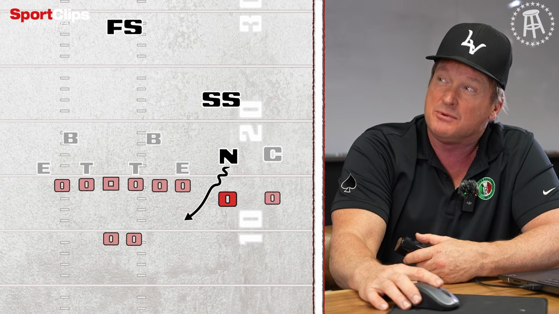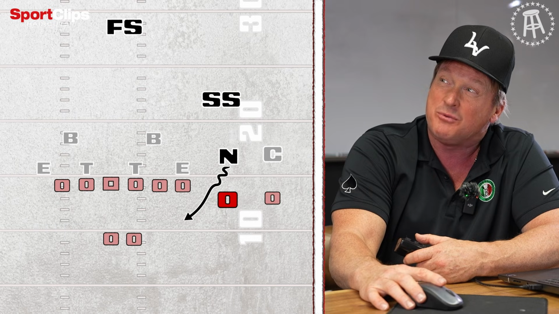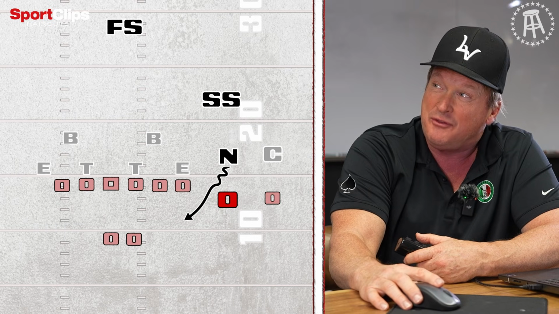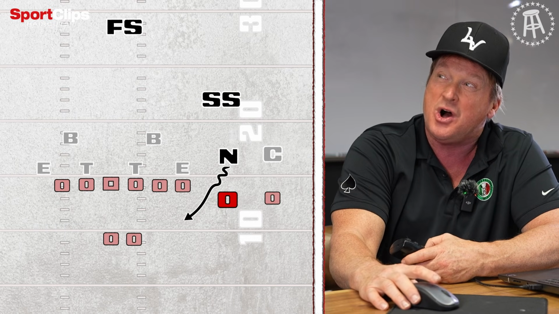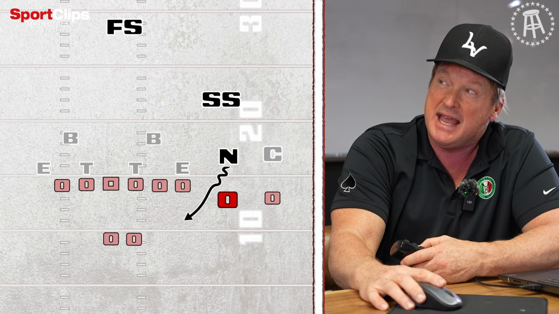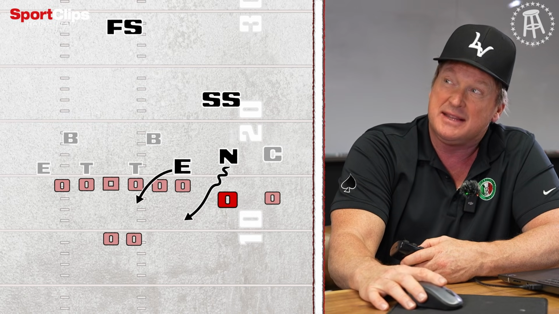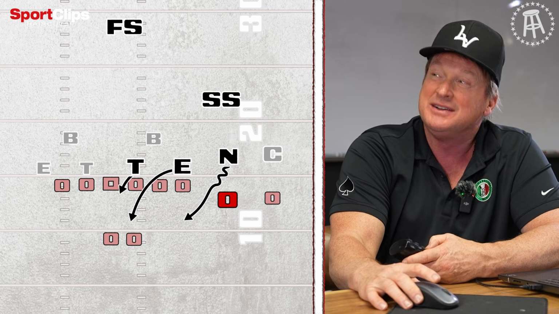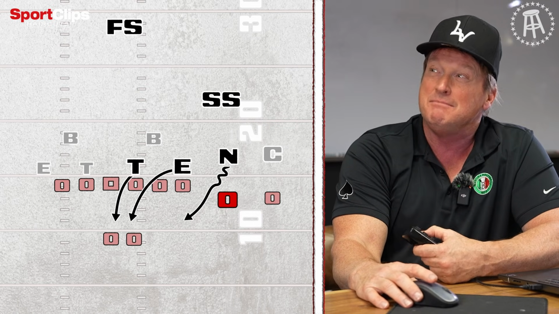So if you're the slot receiver and you just feel that rotation coming, you feel this guy could be blitzing, what call could he make to the tackle? Nail. Watch the nail! And where do you think this end is going to go? Inside. Where do you think this defensive tackle is going to go? Inside. We must anticipate movement.